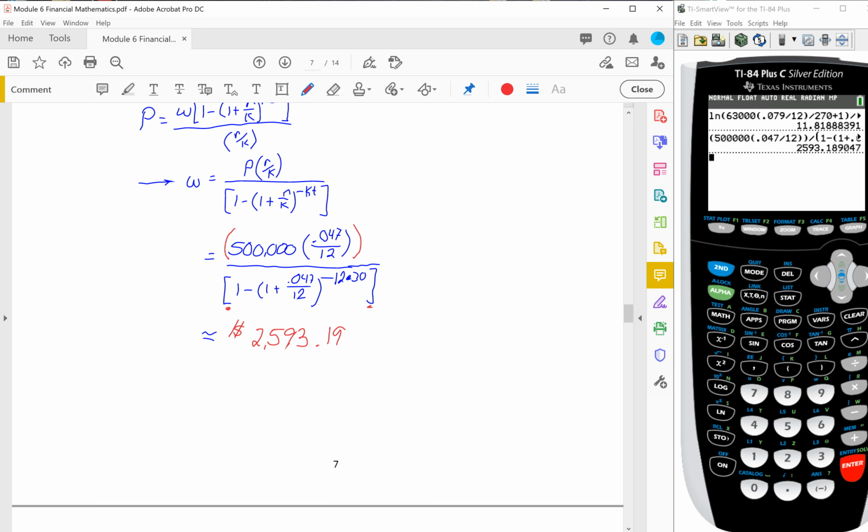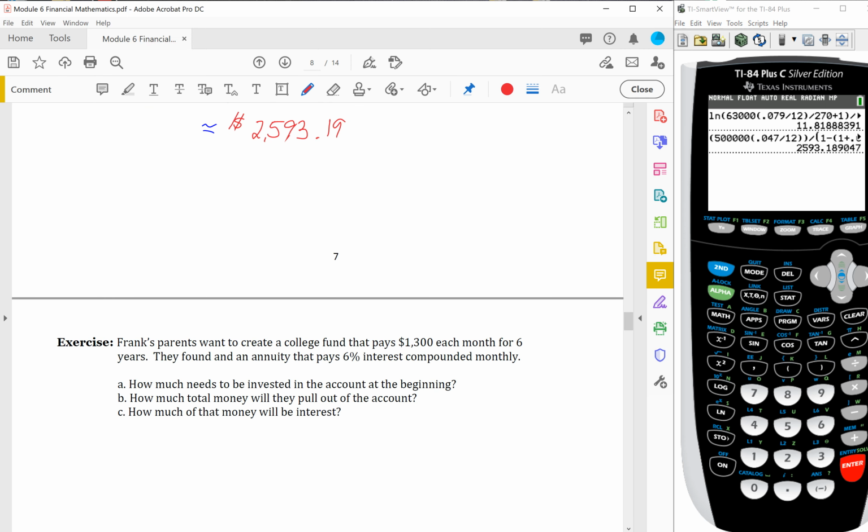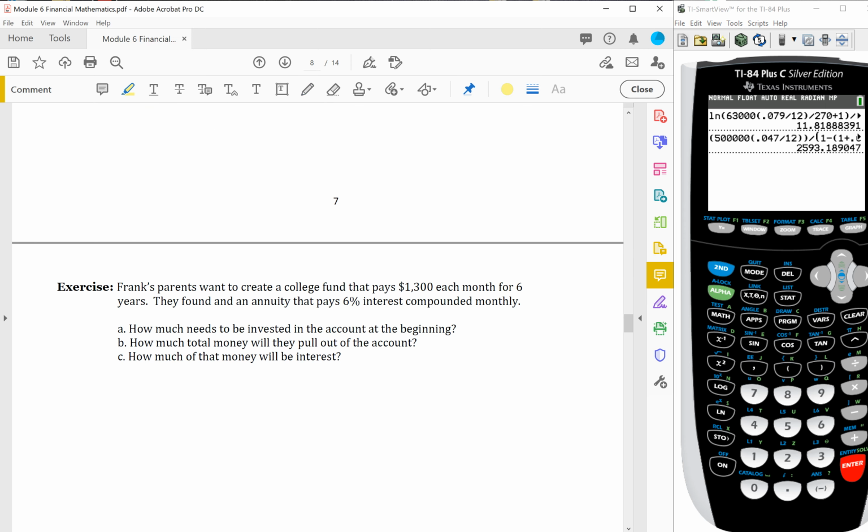Let's look at another example. Frank's parents want to create a college fund that pays $1,300 each month for 6 years while their child is in college. They found an annuity that pays 6% compounded monthly. How much needs to be invested in the account at the beginning? How much needs to be there at the beginning of the account?